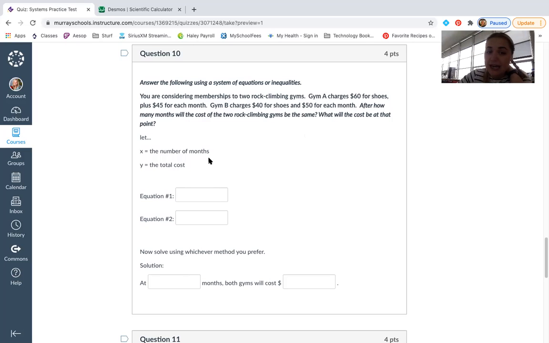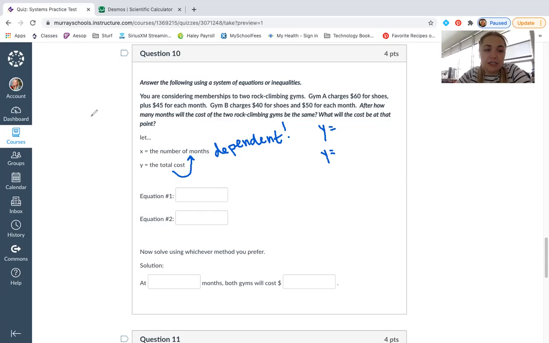So right here, it's saying that X is the number of months and Y is the total cost. So we're going to write an equation here. Now remember, this is one of those equations where the cost depends on the number of months. So this is dependent. And when it is dependent, where the cost depends on the number of months like this, then you are going to have 2 equations that are both y equals equations, because your cost is going to be this y equals will depend on the months.